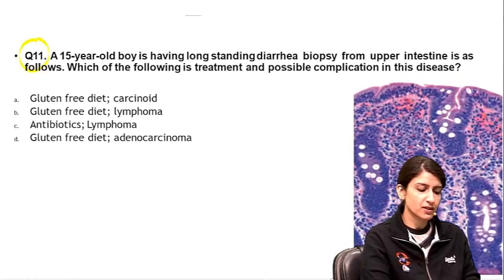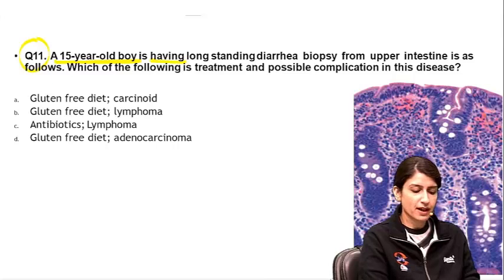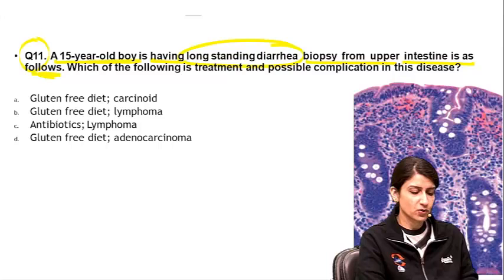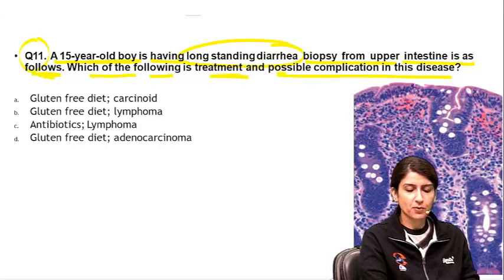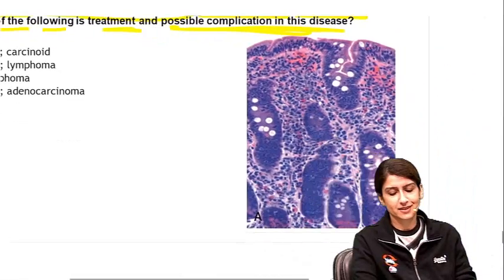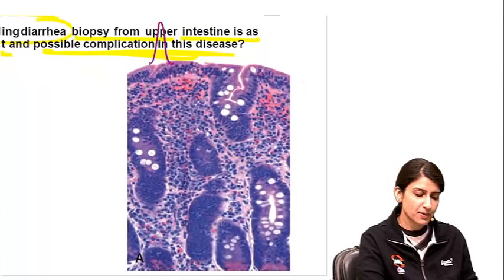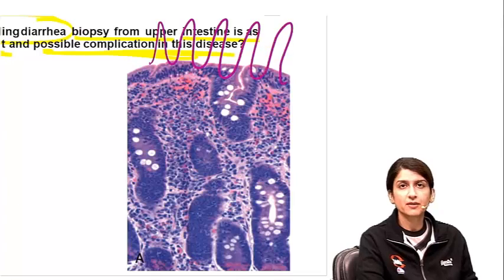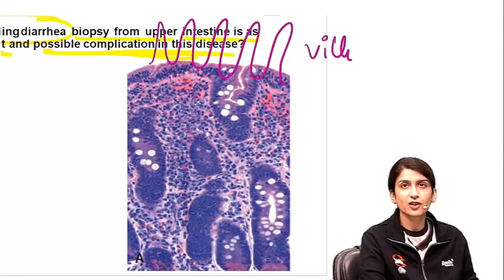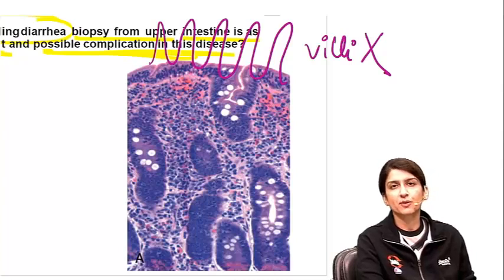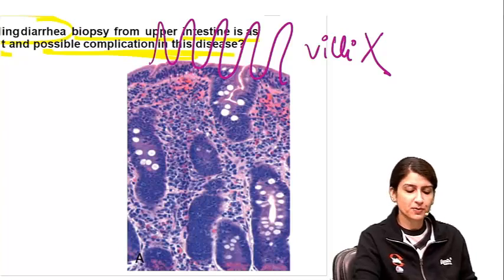Question number 11. A 15-year-old boy is having long-standing diarrhea. Biopsy from upper intestine is as follows. Which of the following is treatment and possible complication in this disease? Again, a straightforward clear-cut biopsy. क्या intestinal biopsy में आपको इस तरीके से यहाँ कुछ दिख रहा है? Means basically, do you see villi here? No, I do not see. That means villus atrophy must have happened. Villus atrophy means this is a clear-cut case of celiac disease.